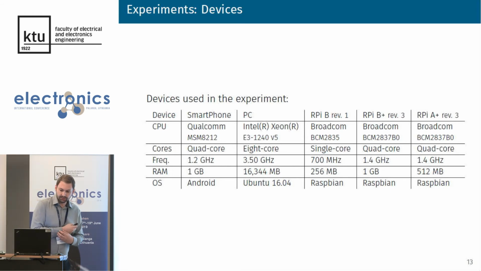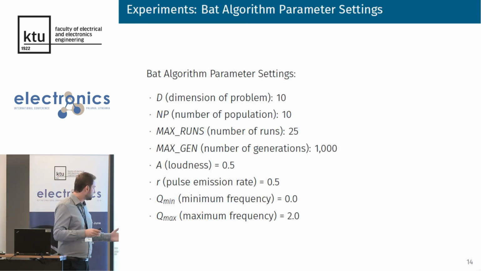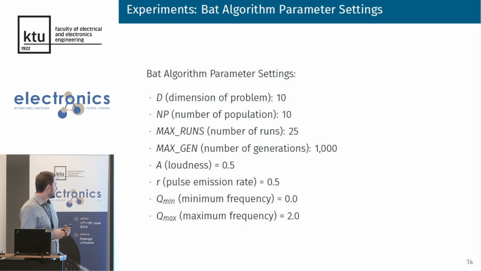So the following are the BET algorithm parameter settings. The first parameter describes the dimension of the problem. The second one is for the number of the population. The third one sets the number of runs of each benchmark function, and the fourth one is the number of generations.